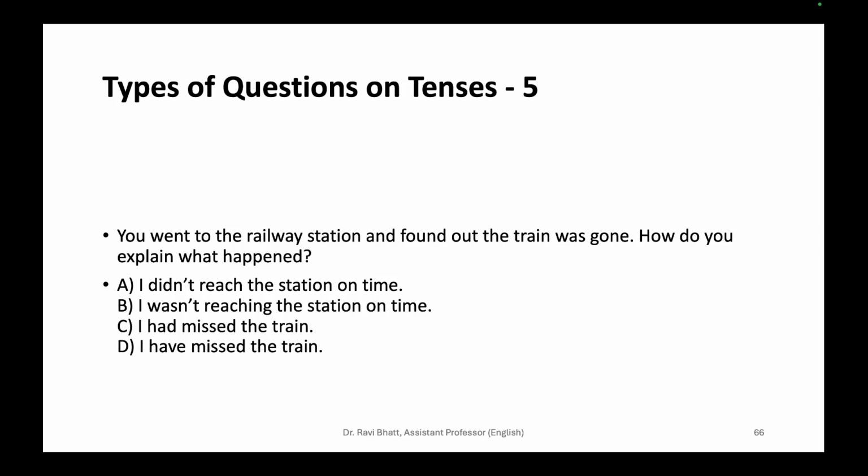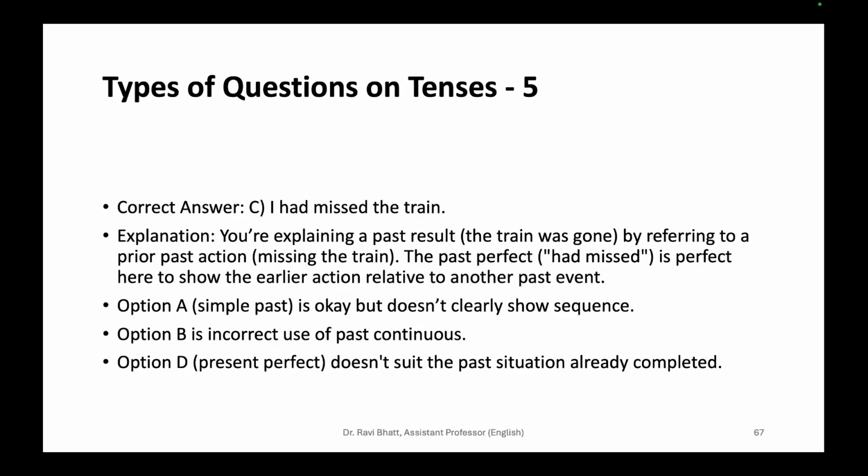Now, after this explanation, let's come to this question again. You went to the railway station and found out the train was gone. How do you explain what happened? A. I didn't reach the station on time. B. I wasn't reaching the station on time. C. I had missed the train. D. I have missed the train. So it is C, I had missed the train. And you can read here, you are explaining a past result by referring to a prior past action. The past perfect "had missed" is perfect here to show the earlier action relative to another past event. So it will always be I had missed the train.